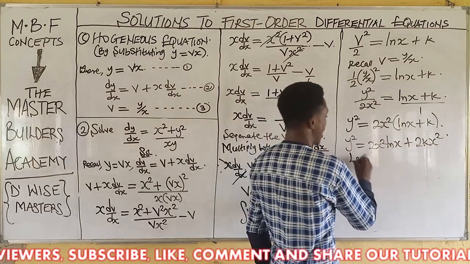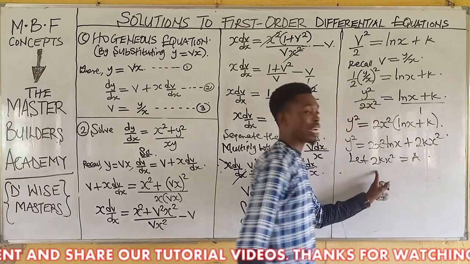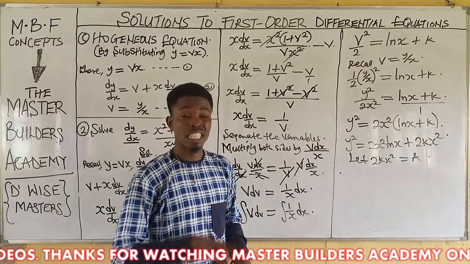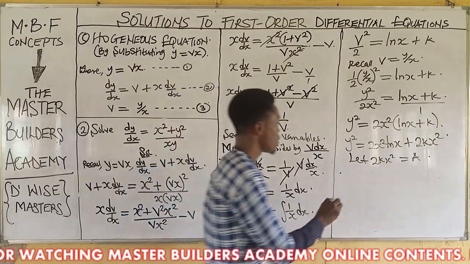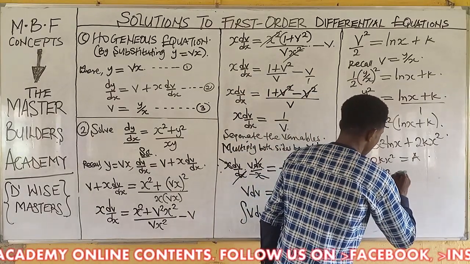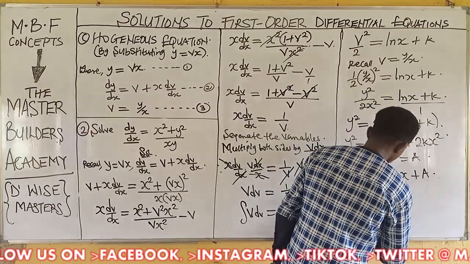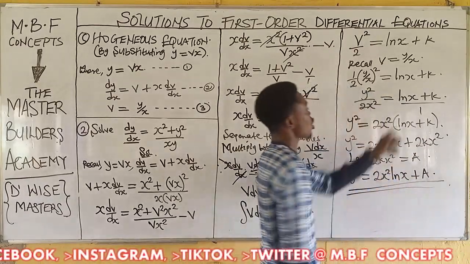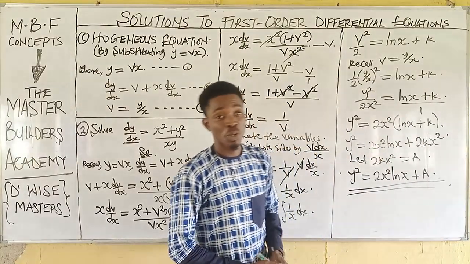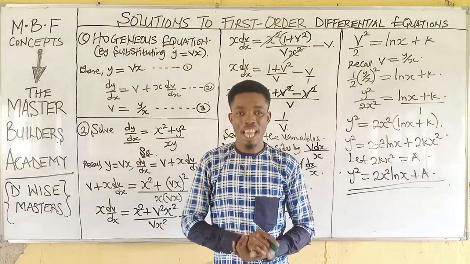And I'll simply say let 2kx squared be equal to a, because this is a constant and you can replace a constant by another simpler constant. Therefore, finally we have this as y squared is equal to 2x squared ln x plus a. This is our answer. Like I said, you can stop here. You can either stop here or stop here. It's a matter of choice. So you see that these equations are very, very easy to solve, but with the help of principles.